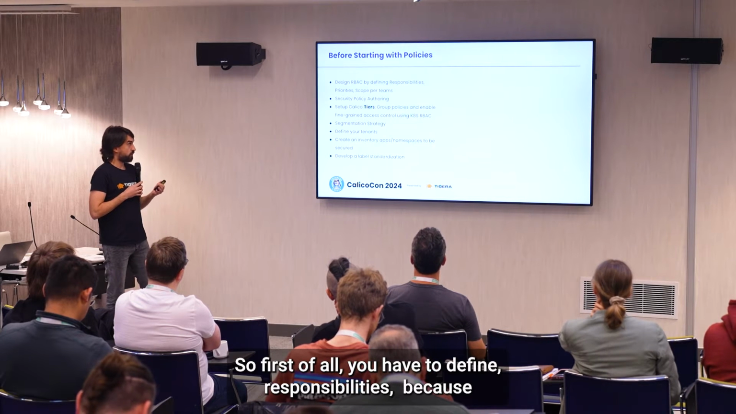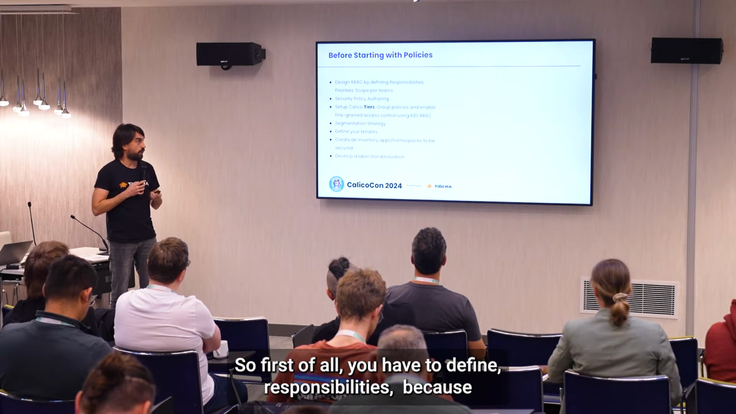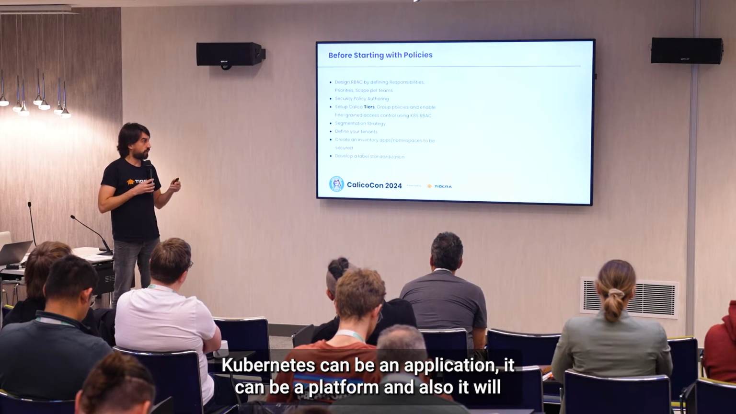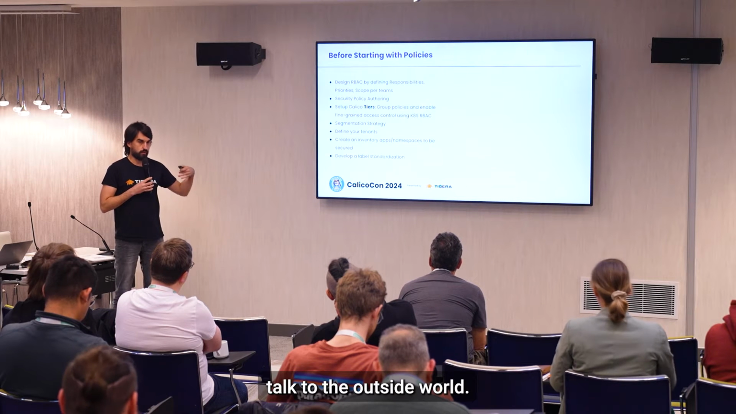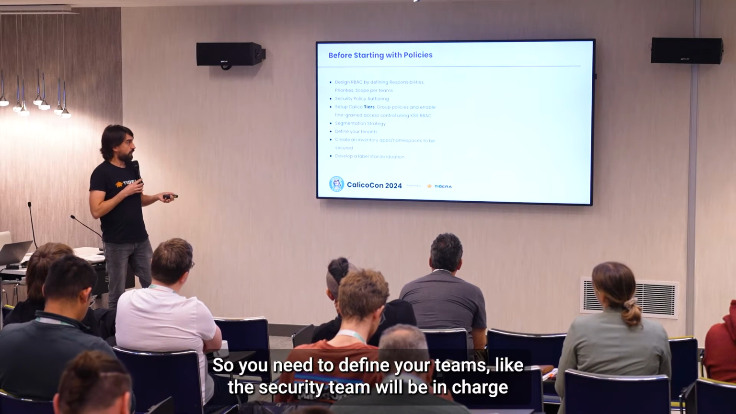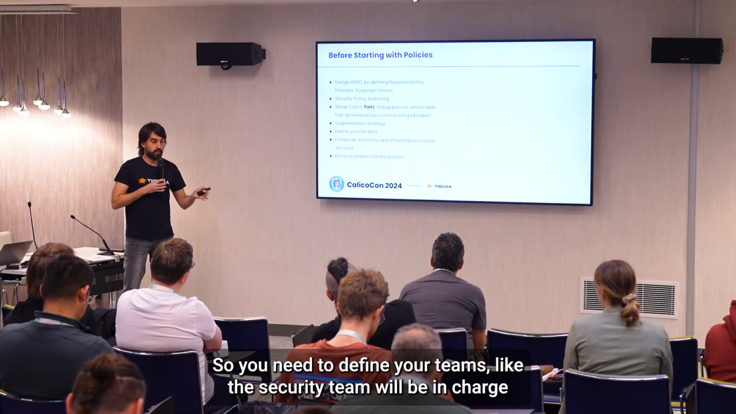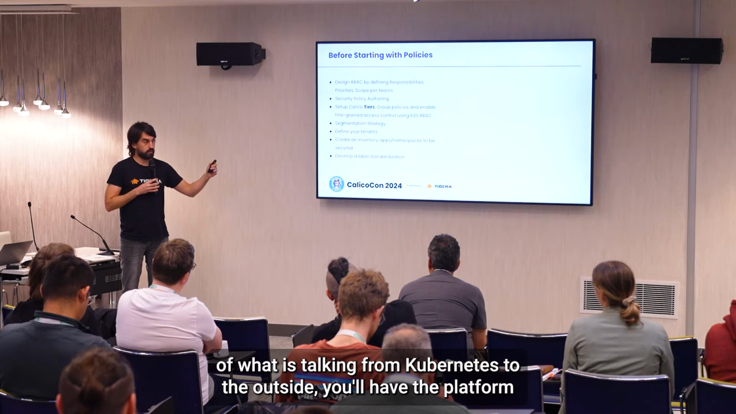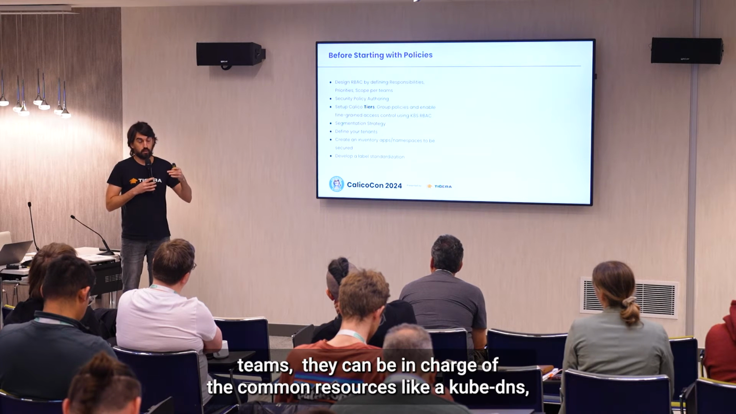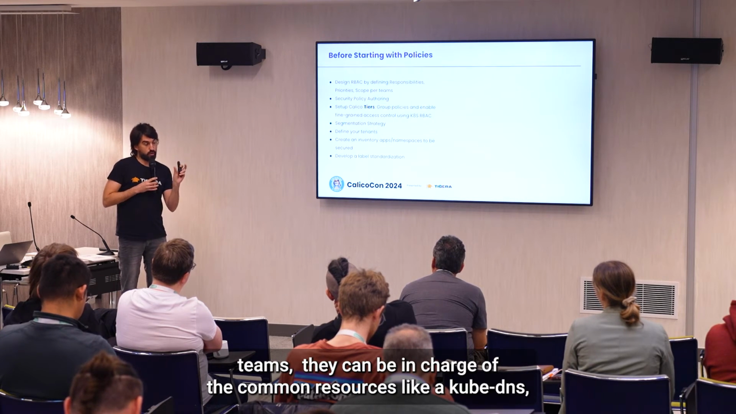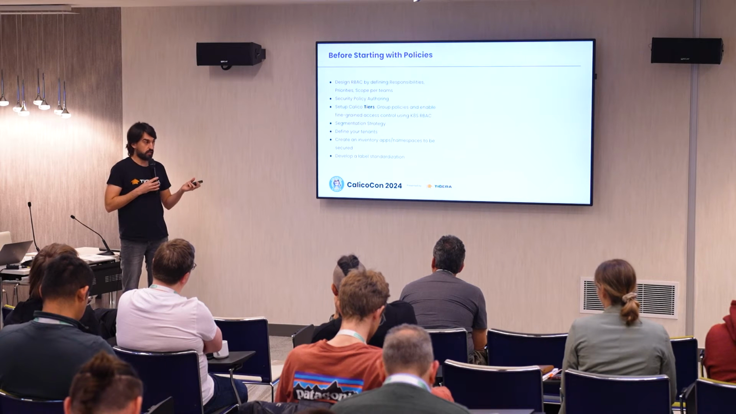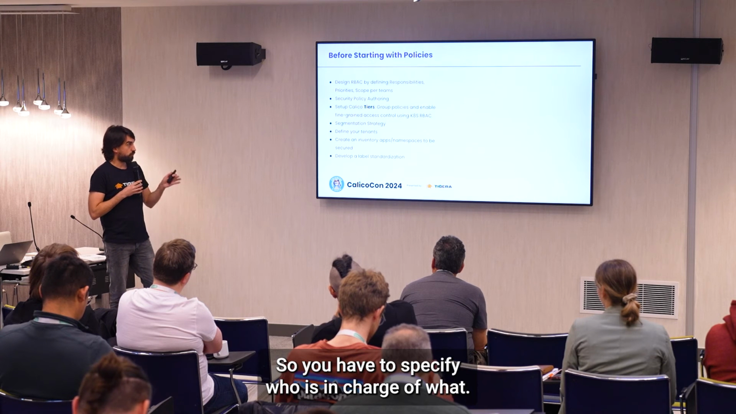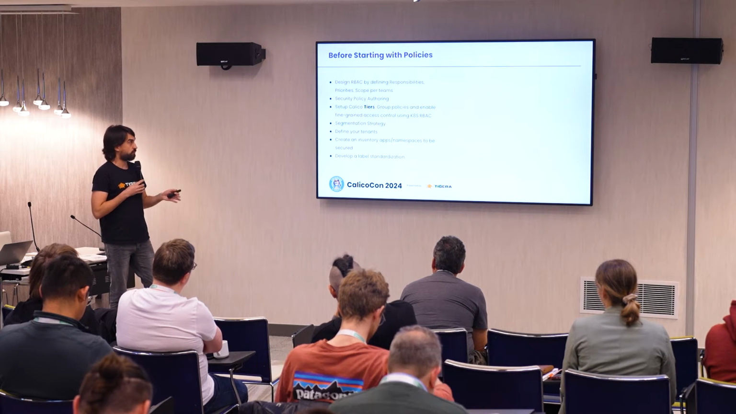So first of all, you have to define responsibilities because Kubernetes can be an application, it can be a platform, and also it will talk to the outside world. So you need to define your teams: the security team will be in charge of what is talking from Kubernetes to the outside. You'll have the platform teams, who can be in charge of the common resources like kube DNS, and you'll have your DevOps teams that will be doing the applications. So you have to specify who is in charge of what.